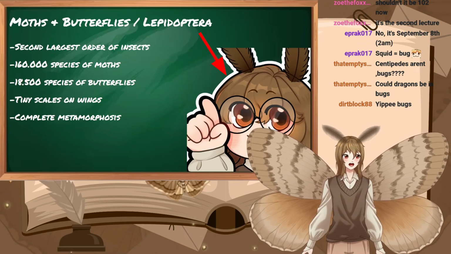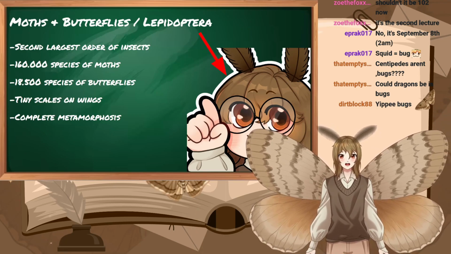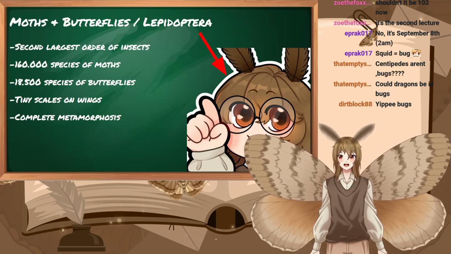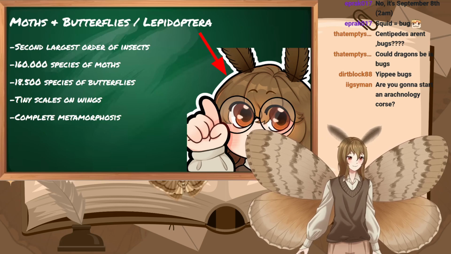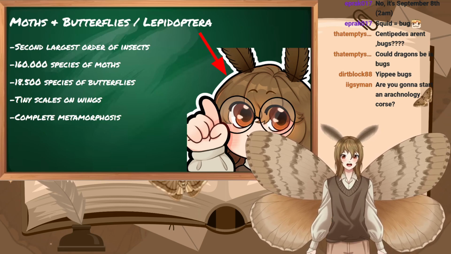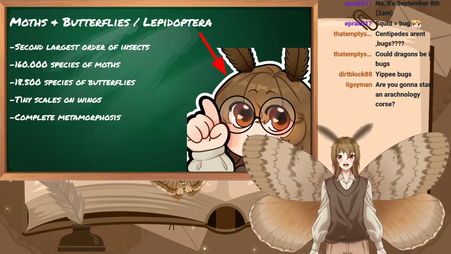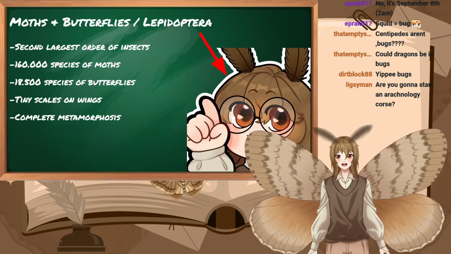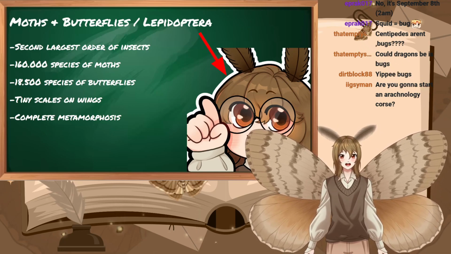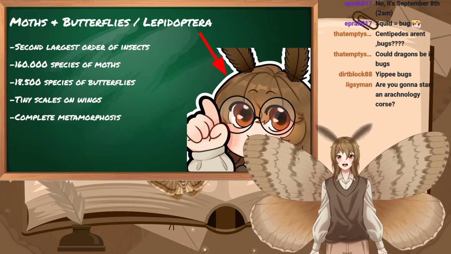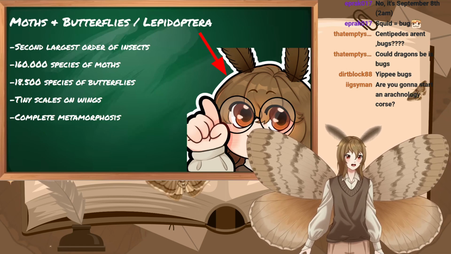Now, moths. Me! How great's that? I'm one of those. Which is the second largest order of insects, and also butterflies. But you will now see that there are a lot more moths than butterflies. There are 160,000 species of moths, all of these numbers are roughly. There are 18,500 species of butterflies, and their name Lepidoptera means scale wings. That is why they have tiny scales on their wings, and that's why they're named that. They undergo a complete metamorphosis. So did the beetles. I forgot about that.